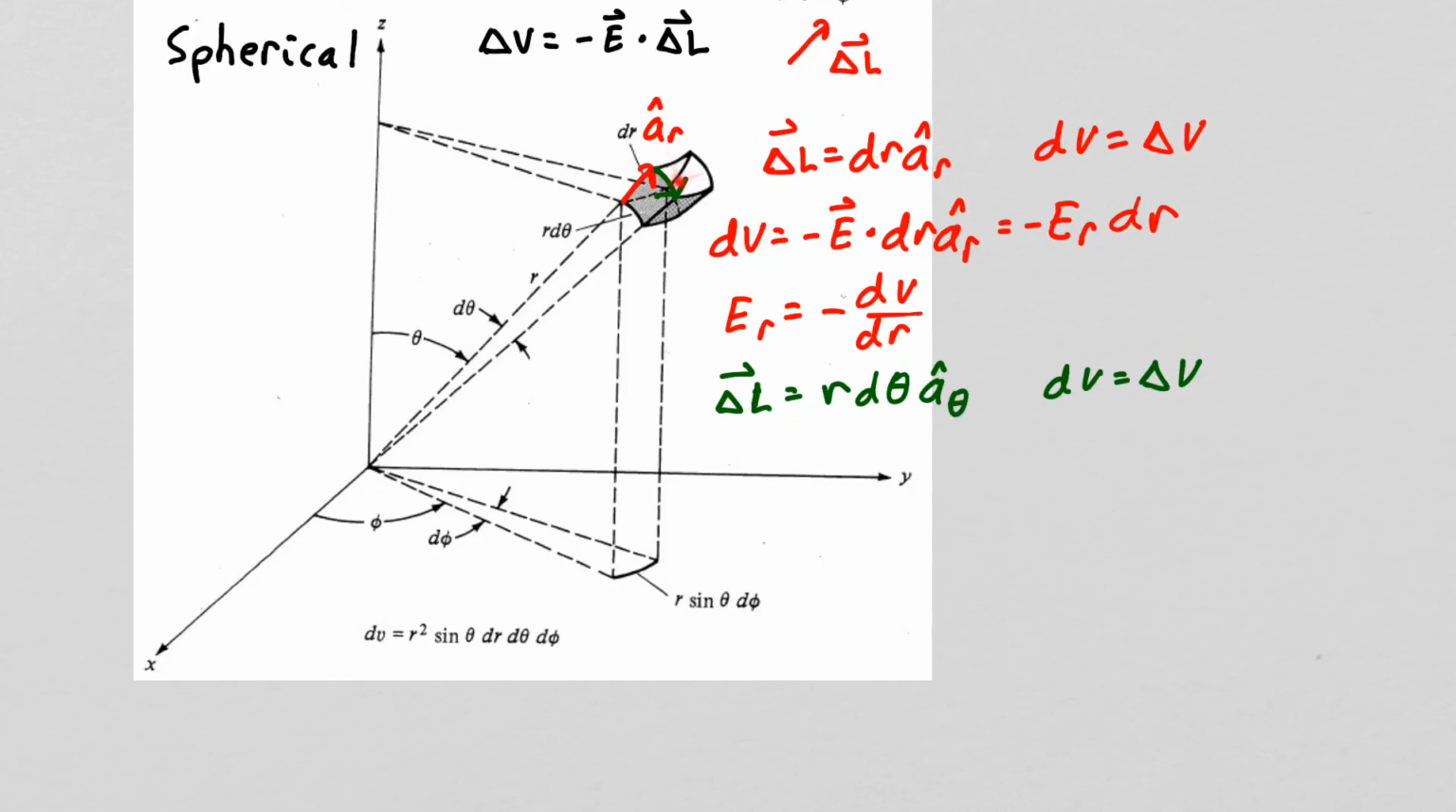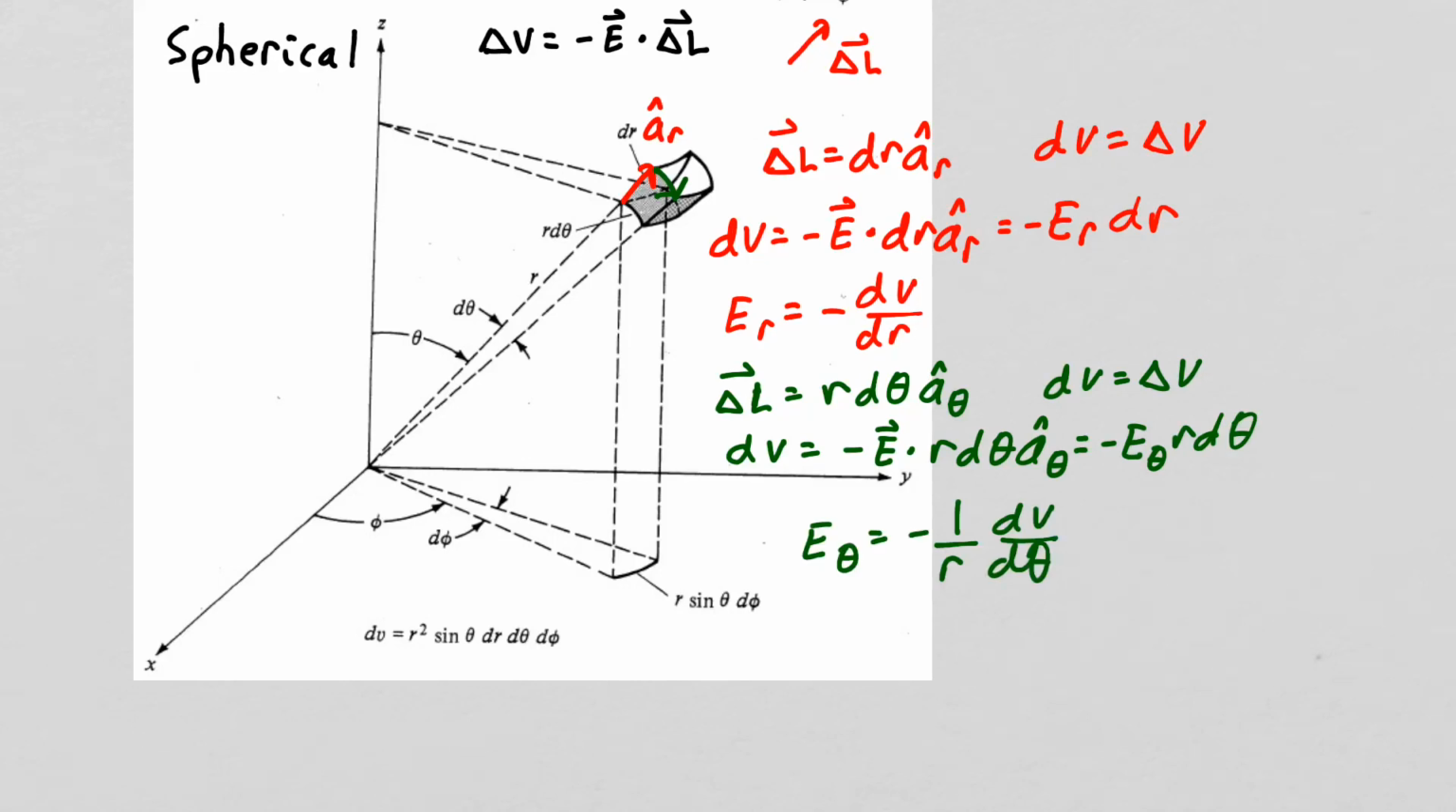We now adjust the voltage probe to be of length r d theta in the theta direction. The drop across it will be dV. So again, make our substitutions for delta V and delta L. We'll have the dot product between the electric field intensity and the unit vector in the theta direction, which will just give us the theta component of the electric field intensity. So we can solve for E sub theta. It is equal to minus 1 over r dV/d theta.